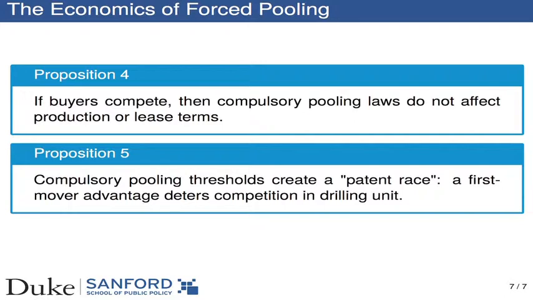And then finally, these compulsory pooling thresholds are going to create what we in economics might model as a patent race, where if there's complete information, a first mover in a unit is going to have an advantage over potential entrants and thereby be able to discourage or deter entry by these potential competitors, thereby eliminating competition among buyers in the drilling unit. And so these are sort of the propositions that derive from a conceptual model that I'm developing, and I hope to take this to the data.